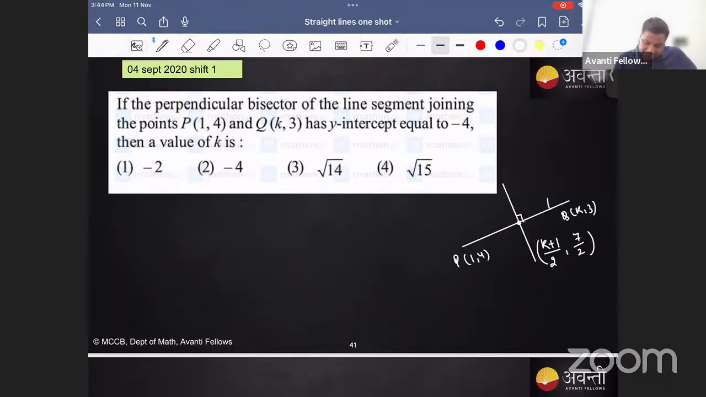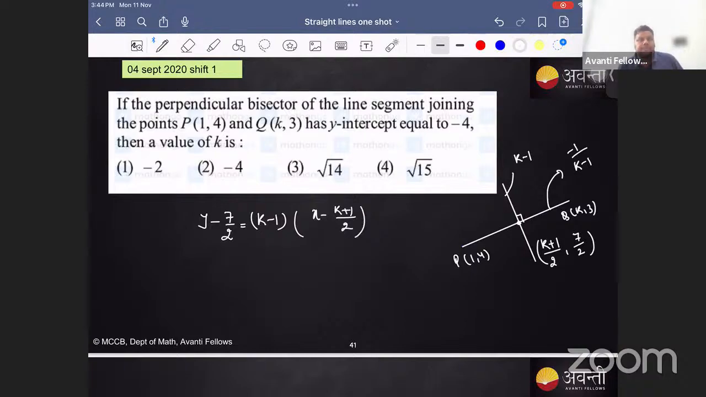Now, slope of this line is what? Slope will be y2 minus y1, so it is 3 minus 4 upon k minus 1, that is -1 upon k minus 1. So slope of the perpendicular bisector will be k minus 1, the negative of the reciprocal. So the line will be y minus 7/2 equals slope into x minus (k+1)/2.